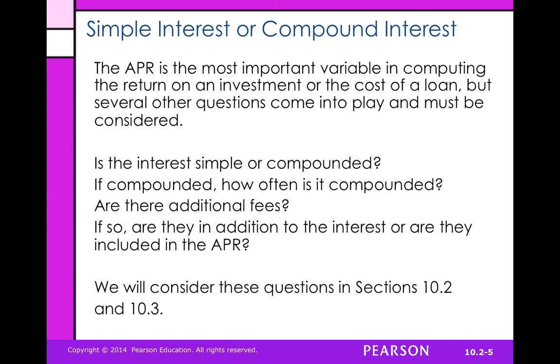The APR is the most important variable in computing the return on an investment or the cost of a loan, but several other questions come into play and must be considered. The first question is: is the interest simple or compounded? Now, I'm not going to really define this word compounded until the next section, so this will be a question we'll come back to at the end of section 10.3. But basically, with compounded interest, you compute interest every so often, and you keep track of all the previous interest you've gotten. And so the question is, if you're going to do that, how often do you do this compounding?